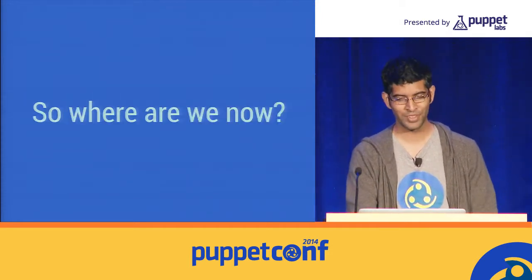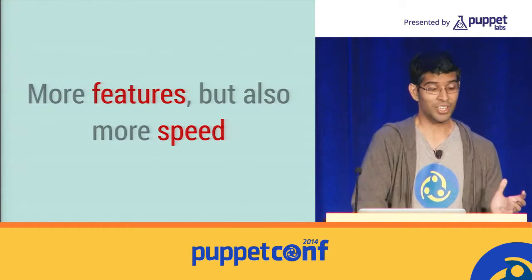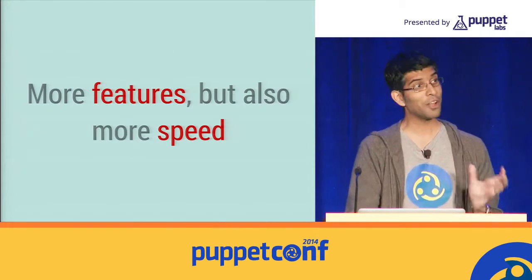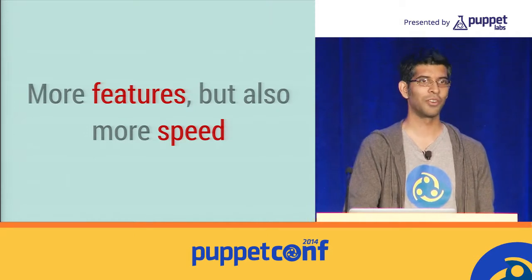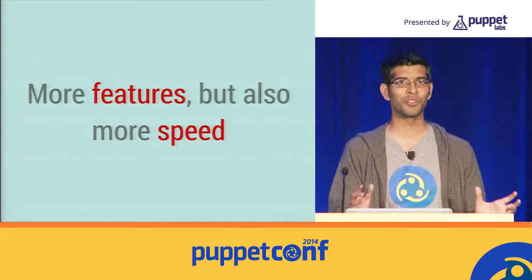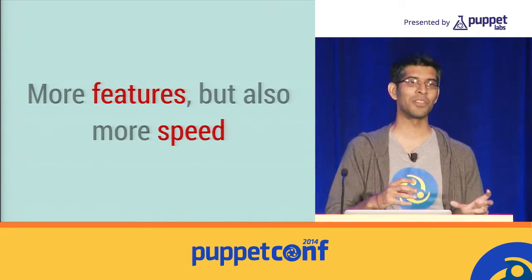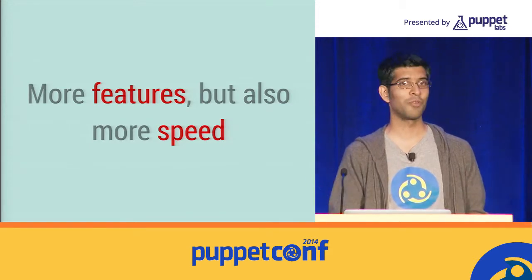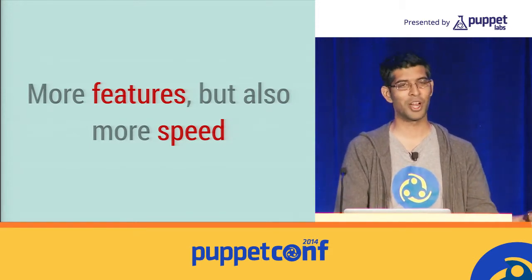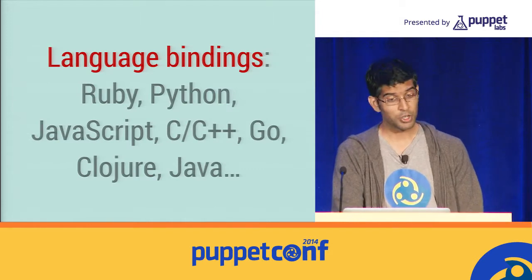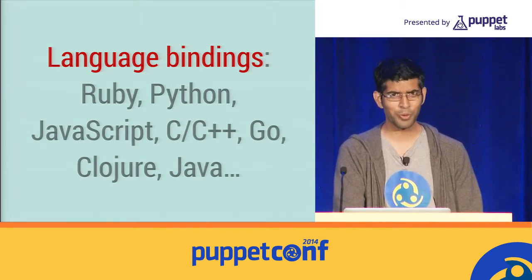So where are we now? So hopefully, you will realize that we've added a lot of features, but we've also added a lot of speed. Right? And I'm actually pretty proud of that because normally software kind of bloats over time, and I'm actually pretty happy that the stuff has actually gotten measurably faster over time because I want to write the software that I would like to use. We have a lot of language bindings that are pretty actively maintained.